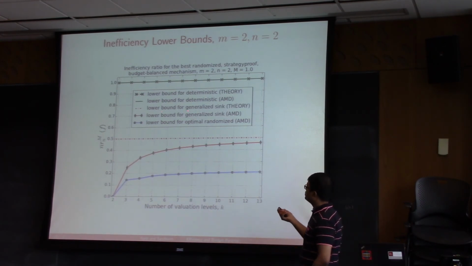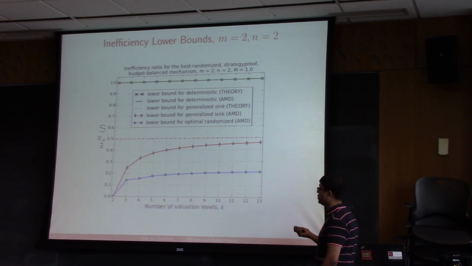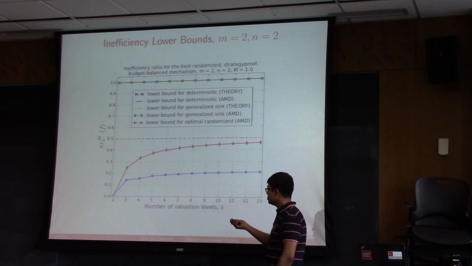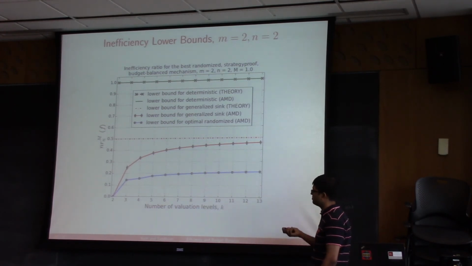For the generalized sink mechanism, in the case of 2 agents and 2 alternatives, the lower bound is 0.5 that we have shown. This red solid curve shows how this process of automated mechanism design is converging towards 0.5. And we do not have a theoretical lower bound, but we don't think that this is going to be as high as 0.5. And in particular, we also do not know the structure of this optimal mechanism, but it turns out that it is much lower than of course the deterministic and also the generalized randomized sink mechanism.